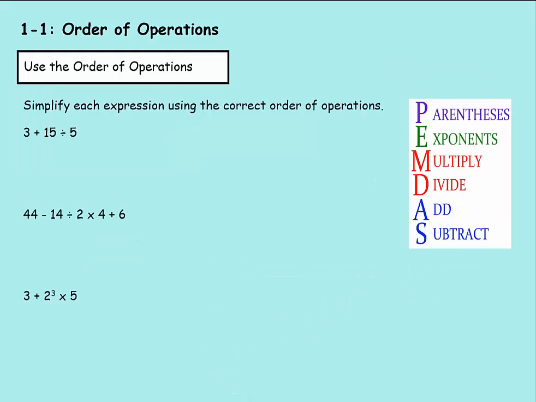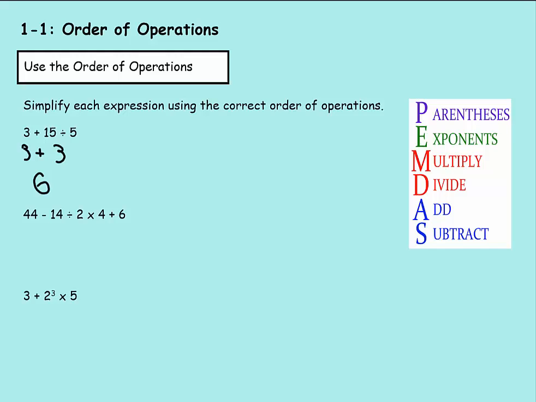So let's see if we can do this here. It says simplify each expression using the correct order of operations. We have 3 plus 15 divided by 5. So our two operations are adding and dividing. Adding is here, dividing is ahead of adding. So that means 15 divided by 5 has to happen first. 15 divided by 5 is 3. So we can drag this 3 down here. We have 3 plus now 3. 3 plus 3 is 6. So we divided first, then we added.